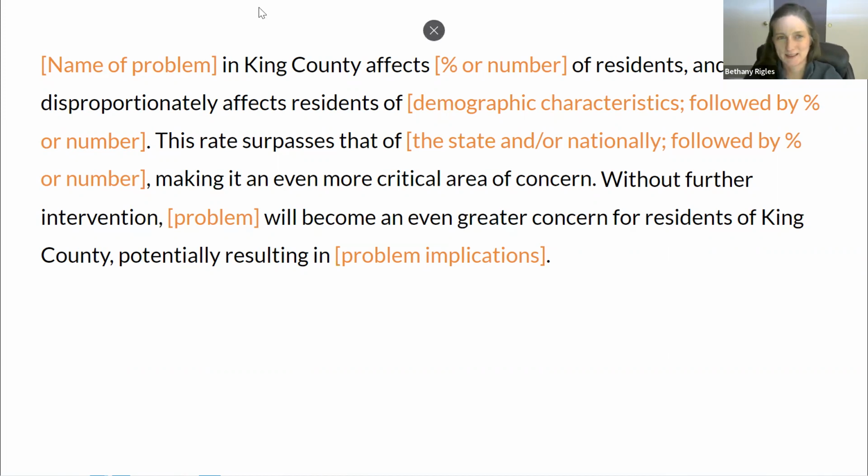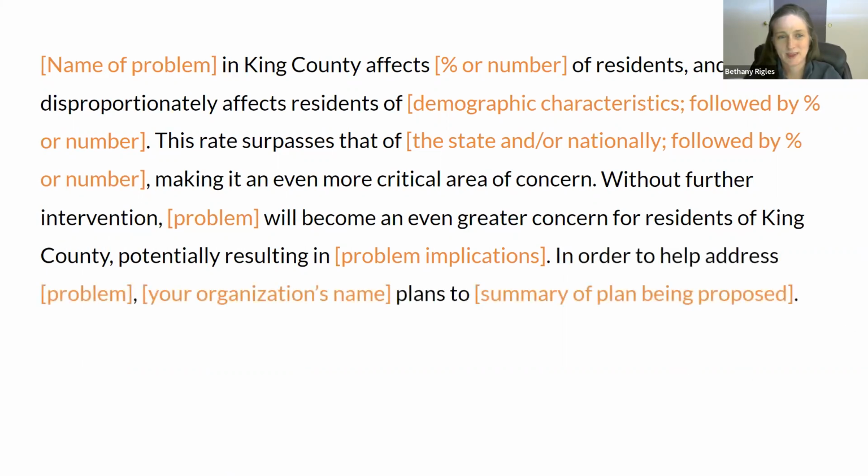Okay, what's the next sentence? In order to help address halitosis, then your organization name here plans to, and then what are some of the things we could do? Oh, right. So higher unemployment rate for problem implications, mouthwash for all, free dentist services. Great. Tic Tac stands.